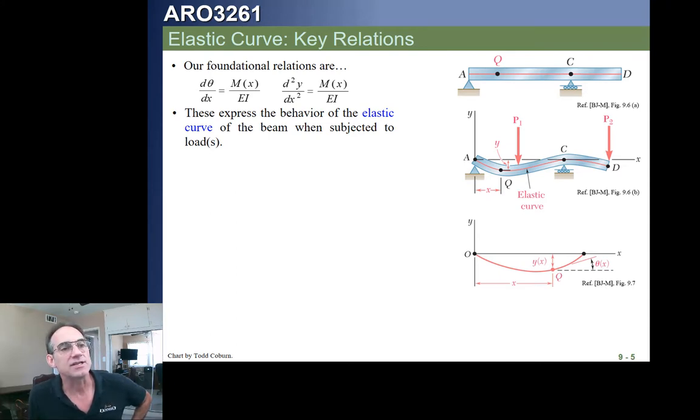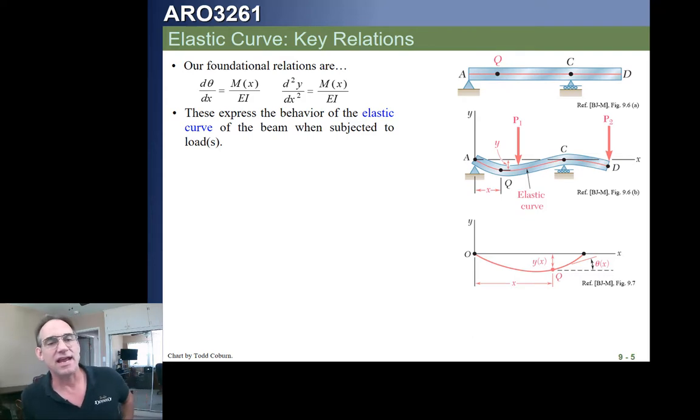So if you take a look at this Beer and Johnson picture, the second one, take a look at the first one, figure A, it just shows a beam and the neutral surface. And then in figure B, we see that the neutral surface, if we had the equation y of x of where this neutral surface is relative to the original straight position, that's called the elastic curve.